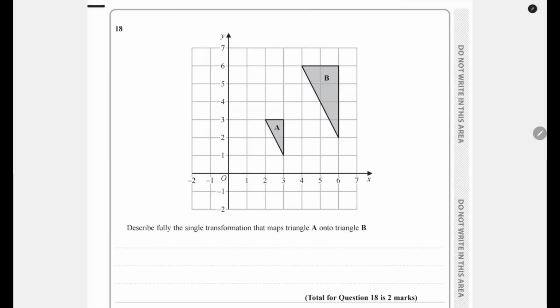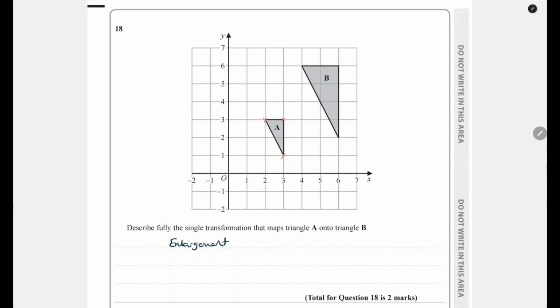Question 18 says, describe fully the single transformation that maps triangle A onto triangle B. Well, firstly, we can see that triangle B is larger than triangle A, so we know it's an enlargement. All we need to do now is figure out what the scale factor is. How much bigger is shape B than shape A? So the way we can do that is we can work out what the coordinates of each point are and find out how much larger it is on shape B.